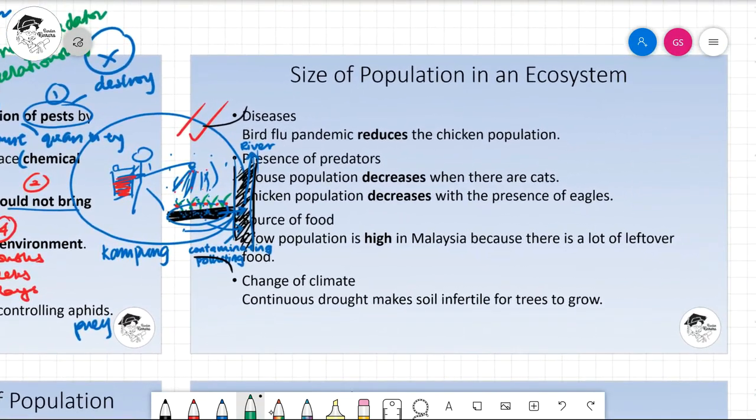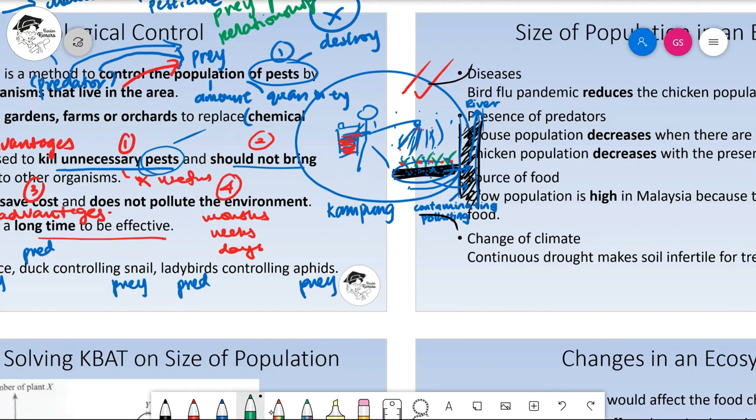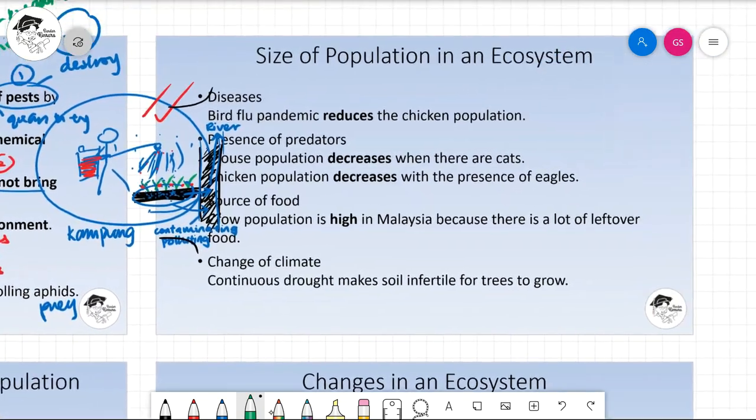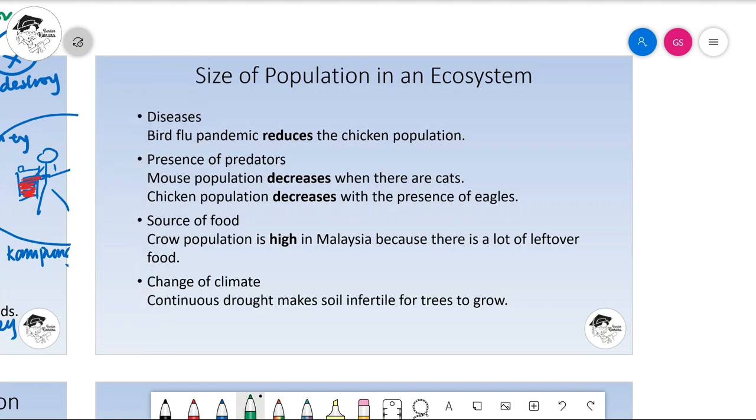Okay, let's go to the second: size of population. Now, diseases. So there are a few factors that affect the size of a population. Like I said just now, the size of the population is what we call the amount or the quantity of animals that are in there. That's the size. What this size is talking about is the quantity, which is bilangan, the amount of these animals, or just living things as a whole. So there are four factors that will affect it.